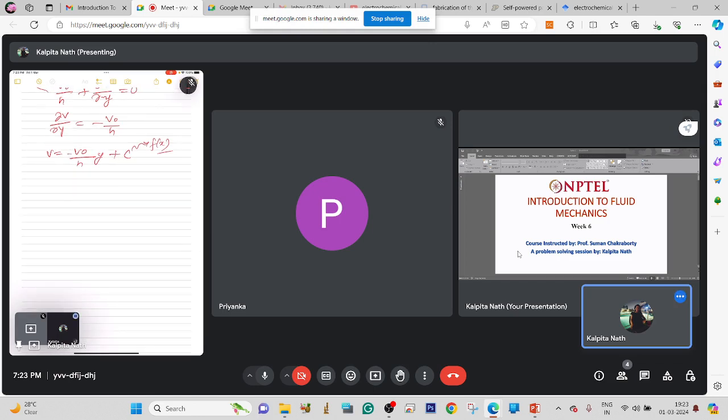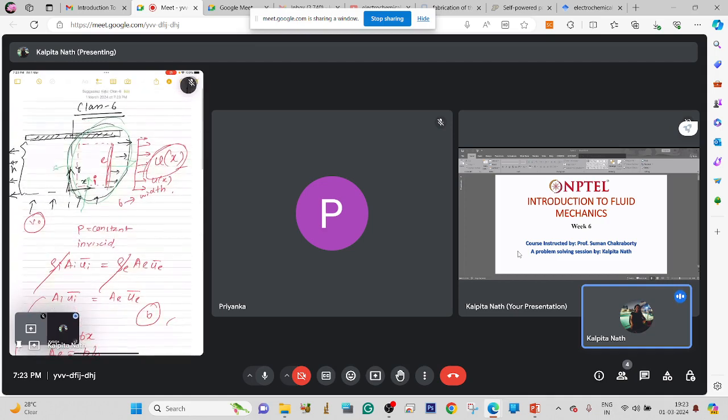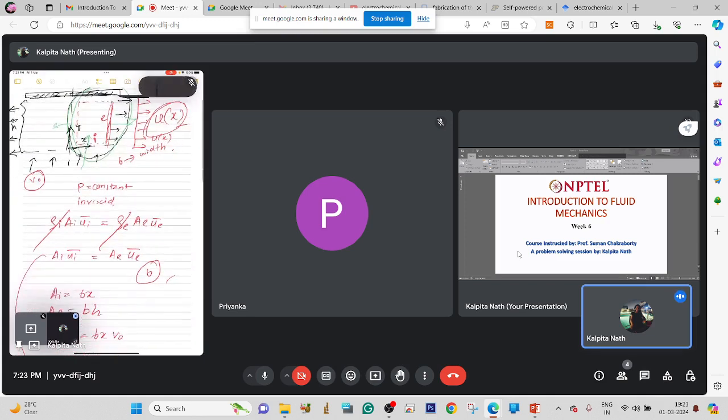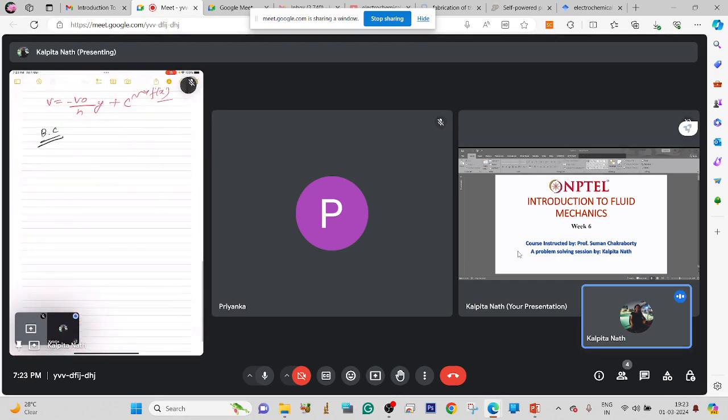Now if we apply the boundary condition, what we know is that at this upper wall, this is basically static, that is a fixed wall. So obviously if the wall is fixed, the velocity at this wall will be 0 as per the no slip boundary condition. So we'll be applying that only here. So v at h is equal to 0 as per no slip.